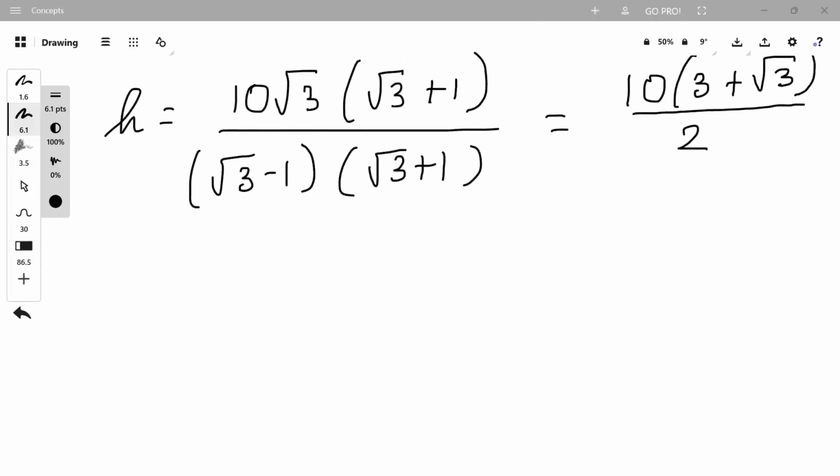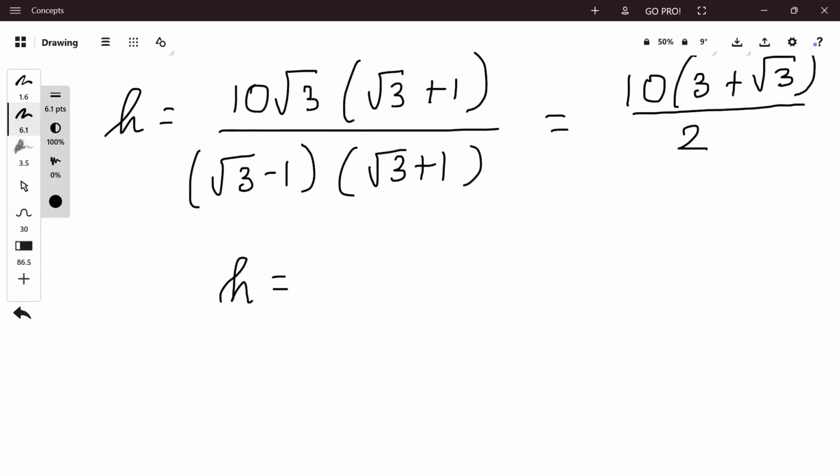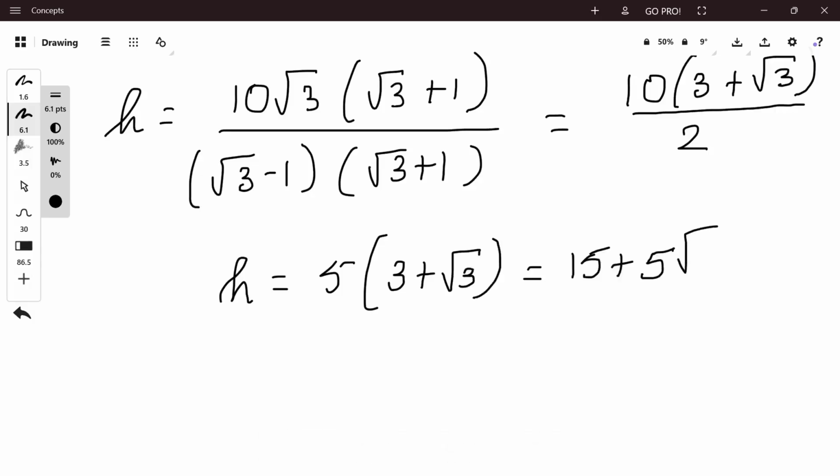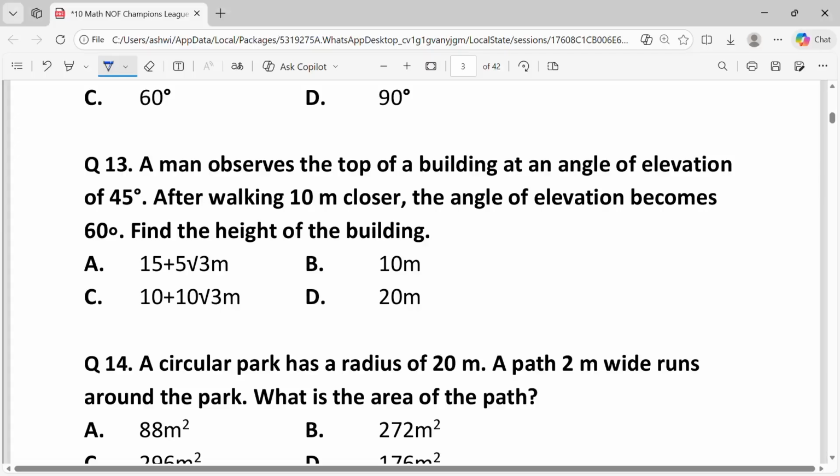that is, h is equal to 5 into 3 plus root 3, which is equal to 15 plus 5 root 3. From the given options, the answer is A, 15 plus 5 root 3.